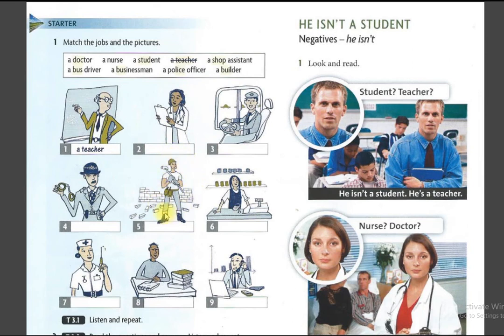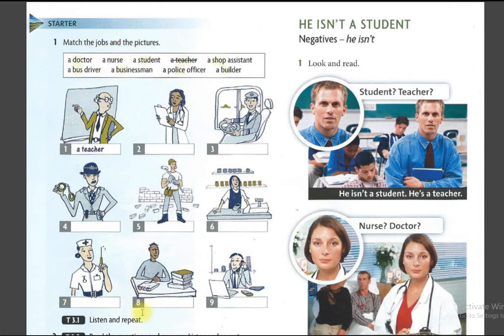Number five, what is he doing? There is no uniform, but according to his appearance, and look at the environment around him, you can find out that this is a builder. Number six, and again the environment, the place where she works, what job can we give her? She is a shop assistant. Number seven, she is a nurse.